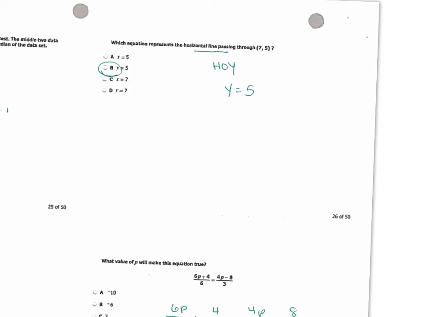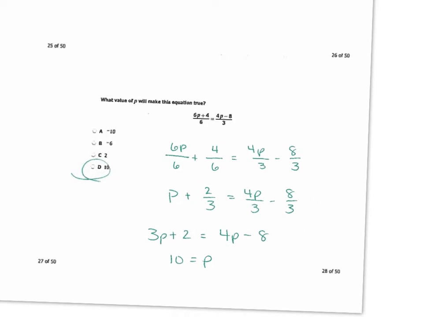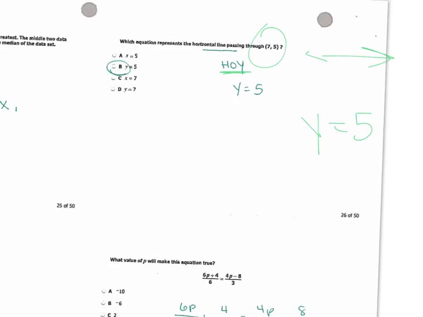If I look at the equation, it represents a horizontal line passing through that point. A horizontal line looks like this. Is that a Hoy line or a Vux line? Well, it's a Hoy line. And does a Hoy line start with x equals or y equals? It's y equals. Look at that ordered pair. What's your y value? 5. So it's B.